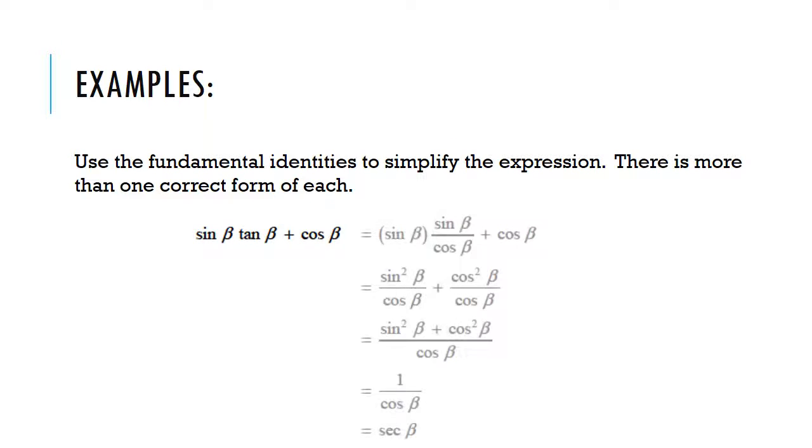So as you see here, we turned tangent to sine over cosine. And then when we multiply, we have sine squared over cosine. Well, we give the second term a common denominator. That's why we have cosine squared over cosine. Then we can add them together. Sine squared plus cosine squared is 1, so we have 1 over cosine, which gives us secant of beta.